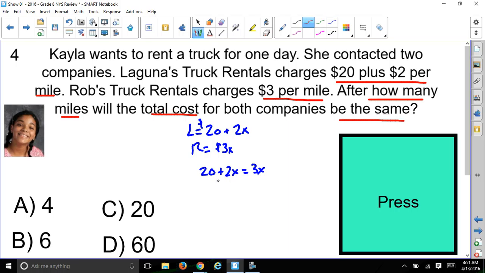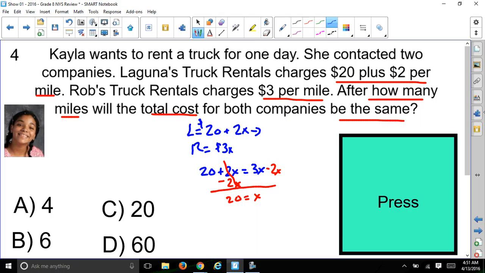So let's do a little transposing here. Minus 2x from both sides, minus 2x from both sides. And the x's will cancel out. Bring down the 20. 3x minus 2x is 20. So the answer will be 20 miles. And you can check that by plugging in to your equation here.